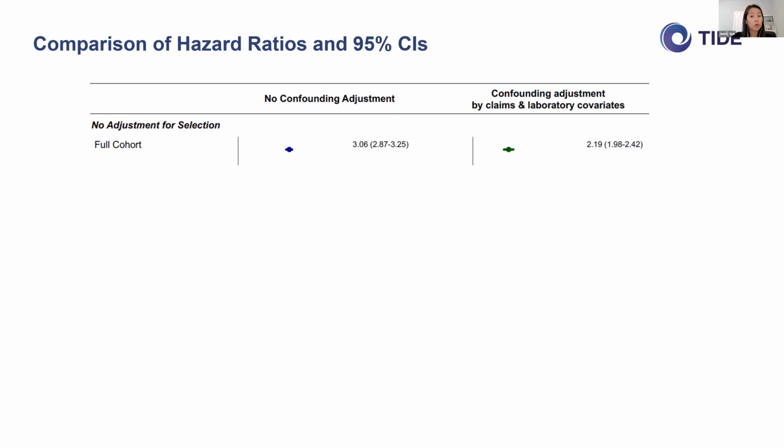Now I'll walk you through this forest plot of hazard ratios and 95% confidence intervals. The middle panel shows estimates before confounding adjustment, and the third panel shows estimates that are adjusted for confounding. In the full cohort, the unadjusted association suggested a 3-fold increased hazard of type 2 diabetes among antipsychotic initiators compared to control patients. This magnitude attenuated after controlling for baseline confounders in the claims and the imputed laboratory data.